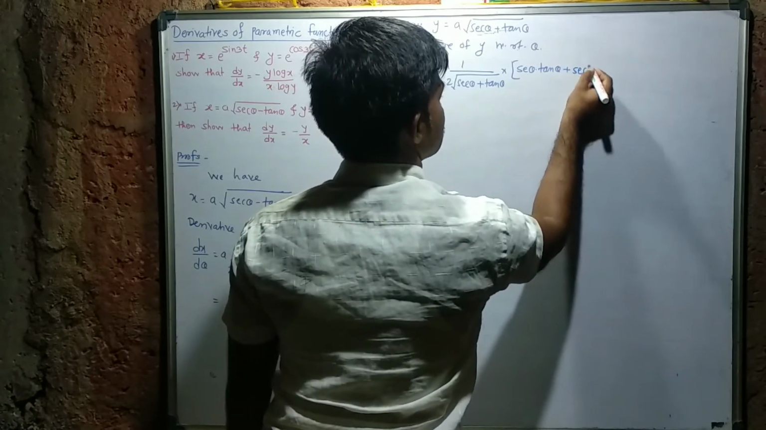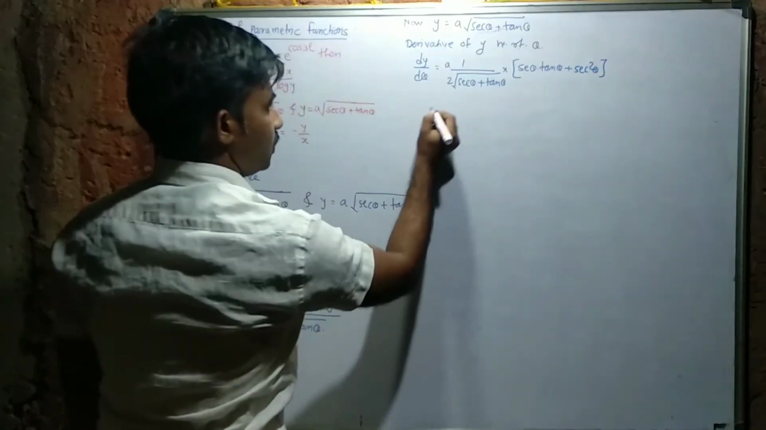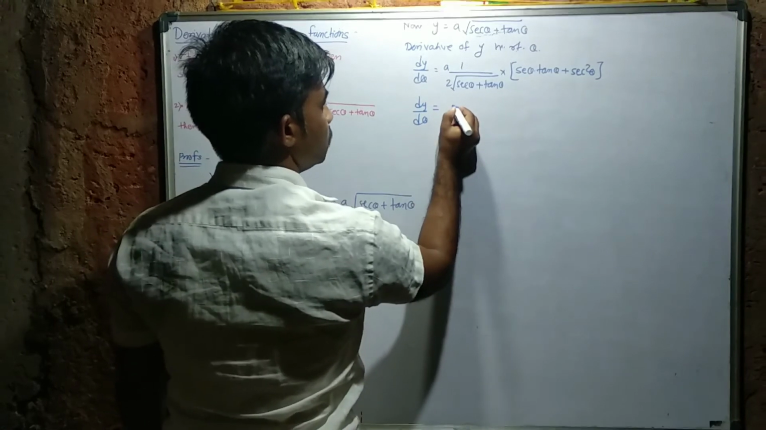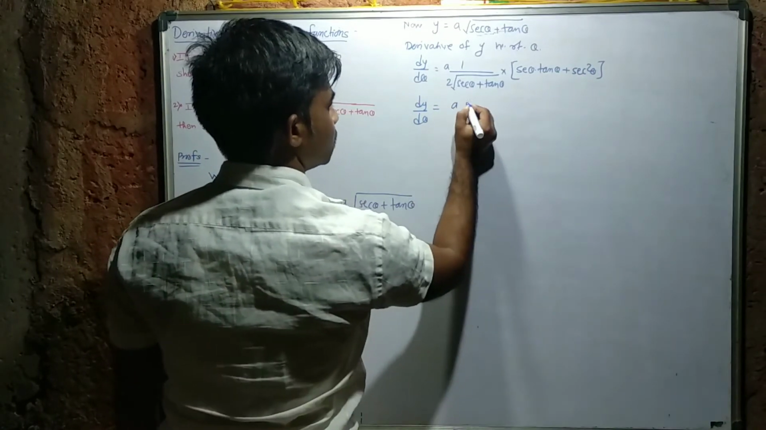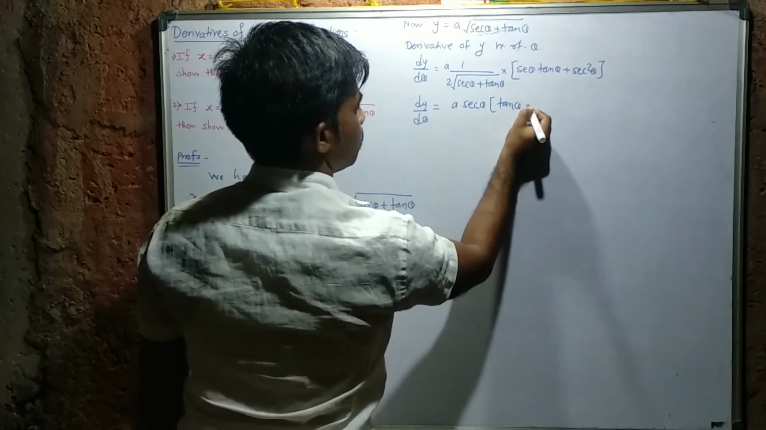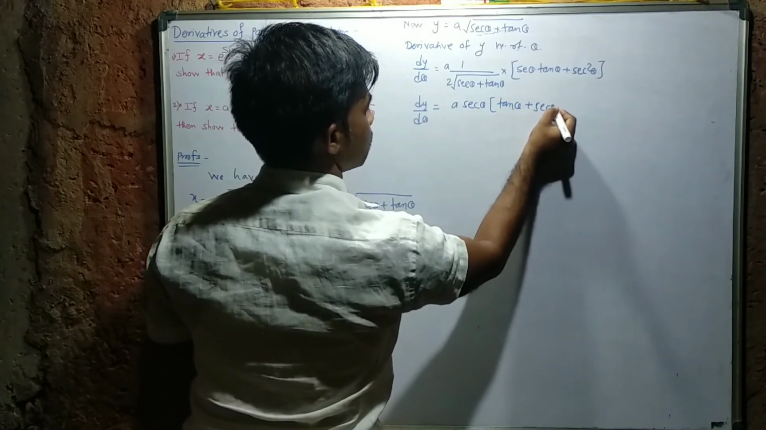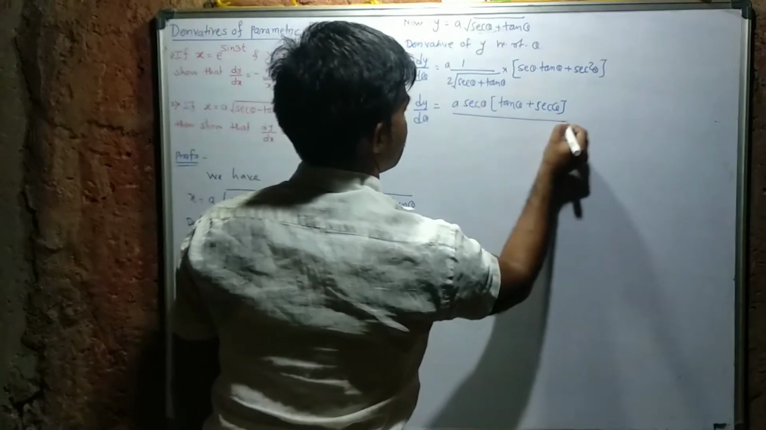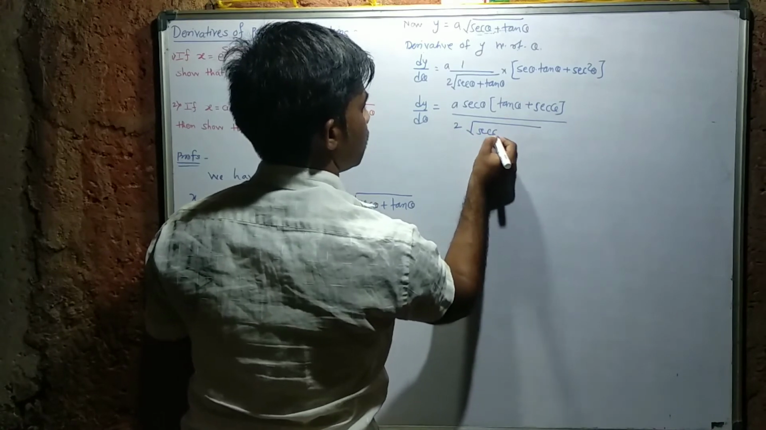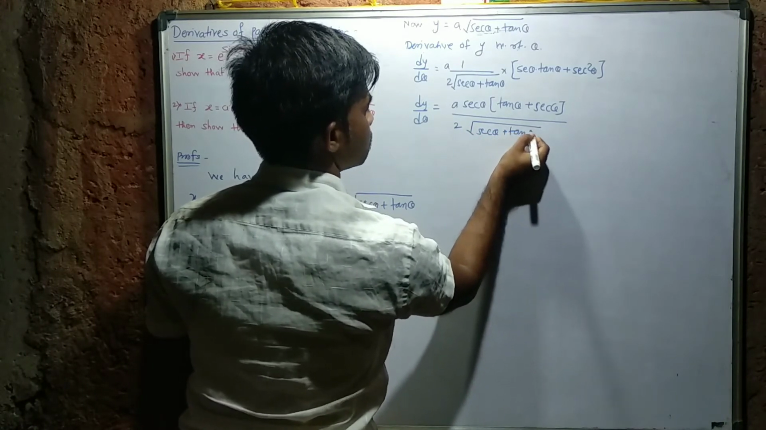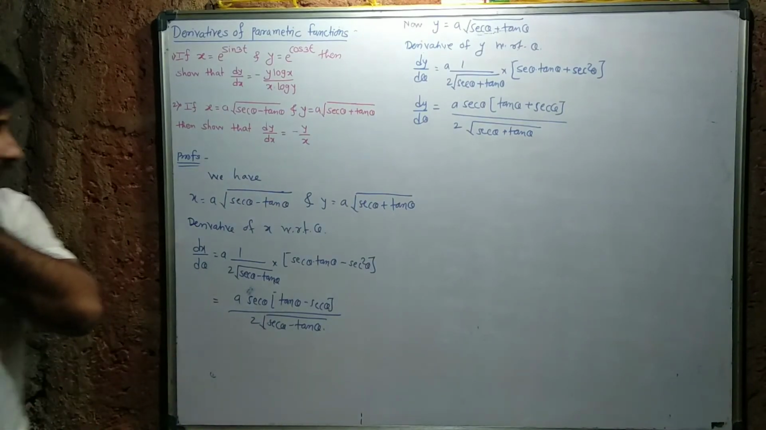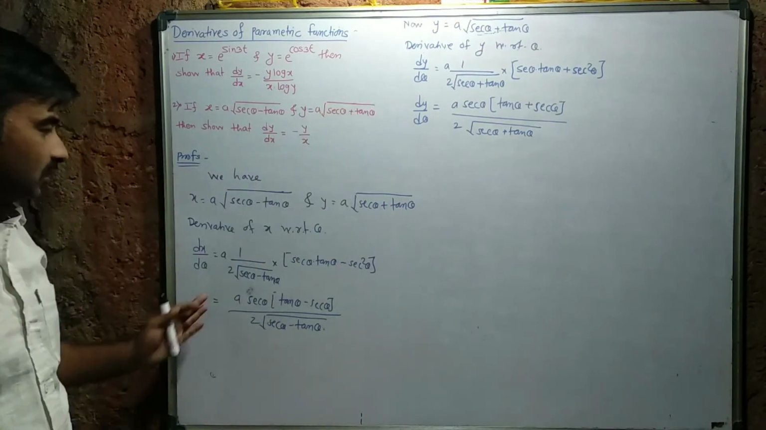And therefore you have dy by d theta equal to a into, once again we take sec theta common here, and inside the bracket tan theta plus sec theta, and the whole divided by 2 into square root of sec theta plus tan theta. And according to that we have to get the consideration of dy by d theta and dx by d theta.